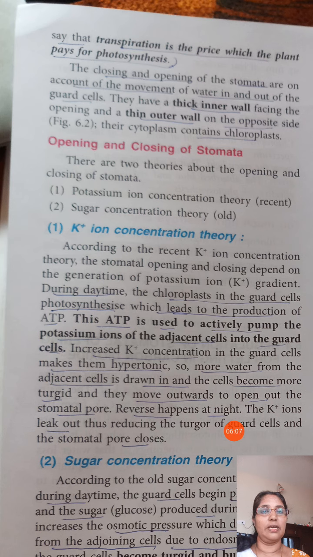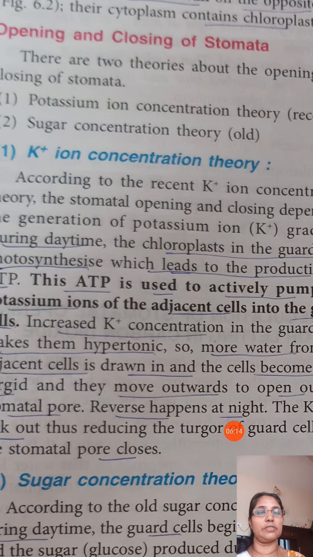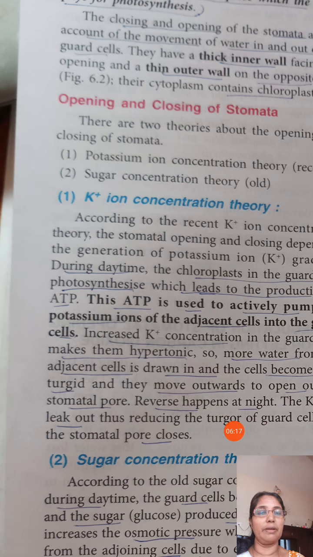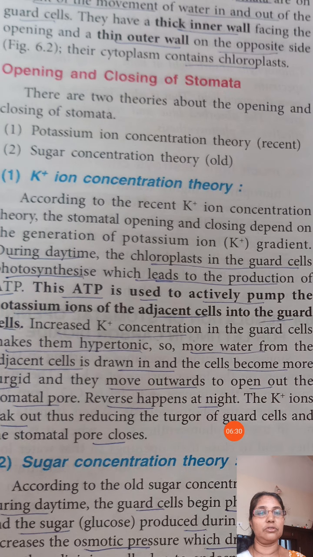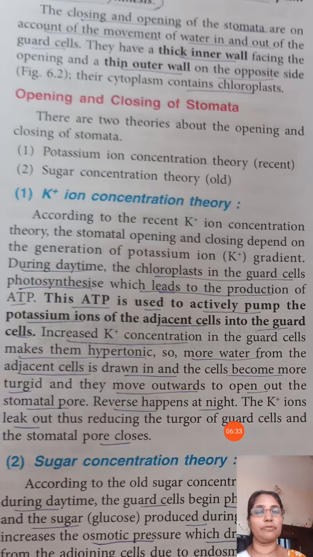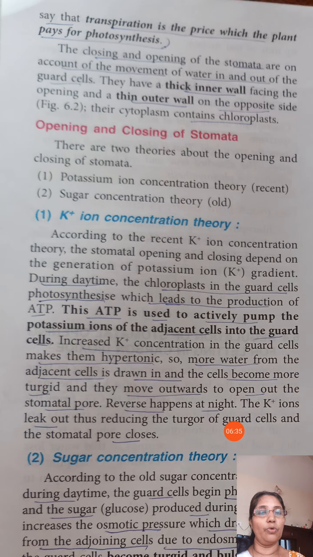Using that energy, it pumps potassium ions from the adjacent cell, so that the potassium ion concentration increases. That will make the cell hypertonic. You know what is hypertonic? More concentration of ions or salt inside it. That solution is hypertonic. So hypertonic solution can absorb more water from the surroundings, so that the cell becomes turgid.